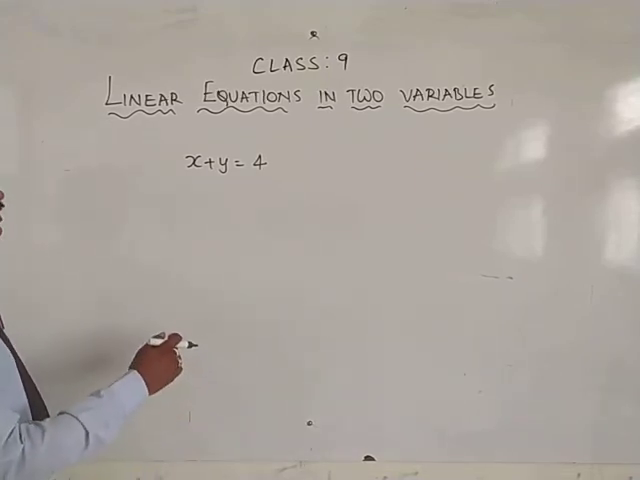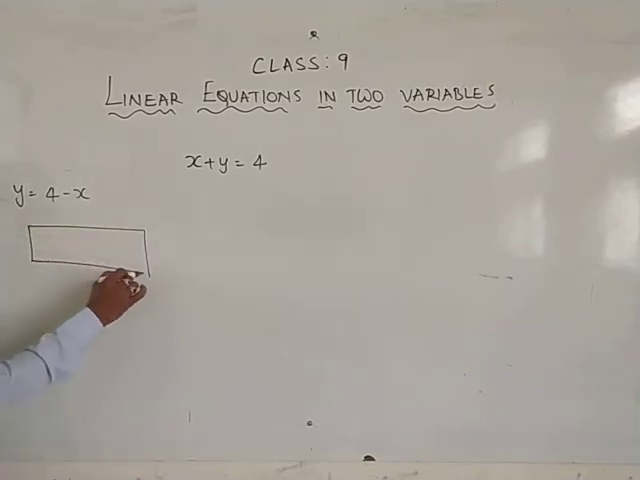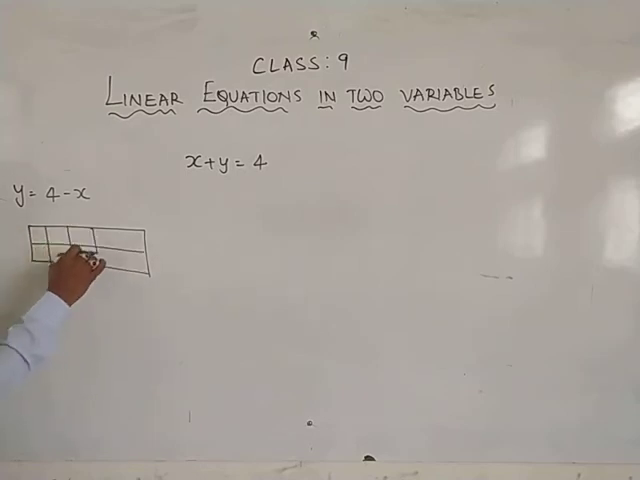First, what I told, we should write this in terms of y. That is y equal to 4 minus x. Now, find the values of x and y. Just by substituting the values of x, you will get the values of y. To draw a graph, we want 3 to 4 points. Okay? How many points? 3 to 4 points.